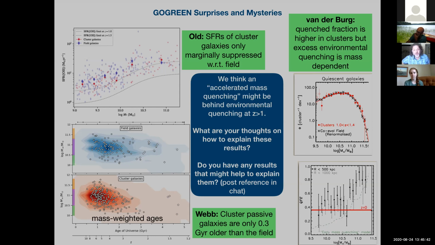And we're also still trying to figure out what Jeffrey's results mean. I mean, Jeffrey had some interesting results about shape distributions, and that may tell us something about the quenching mechanism as well.